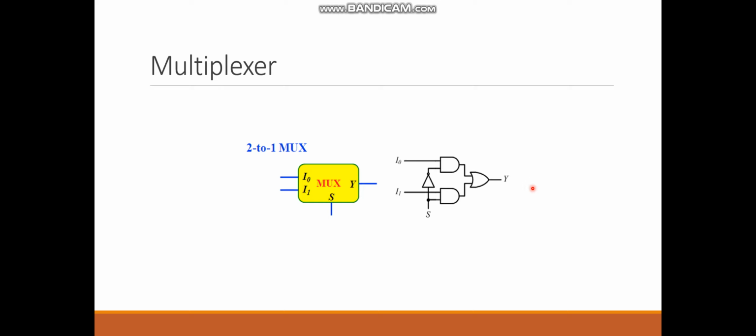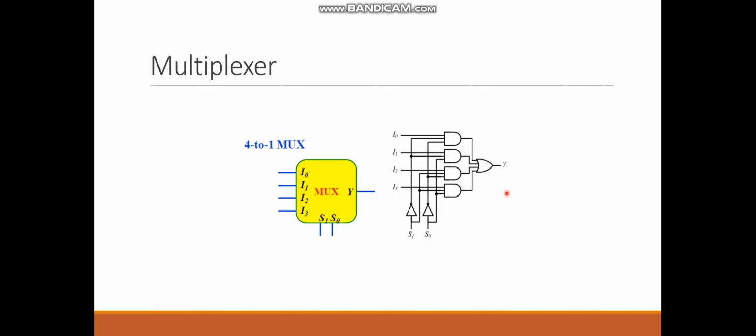If I0 is 0, the output is going to be 0. Let's take this example, where we have 2 different selectors. 2 to the power 2 is 4, so we've got 4 inputs, and we always have 1 output. As we said before, each input is connected to an AND gate, and each selector must be connected to all the AND gates.